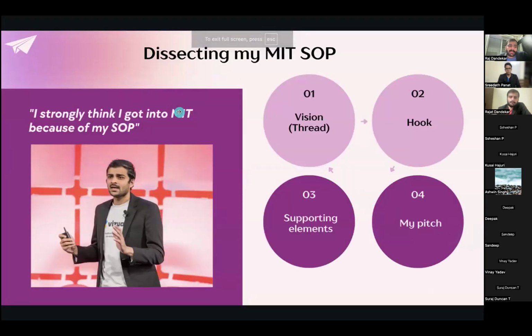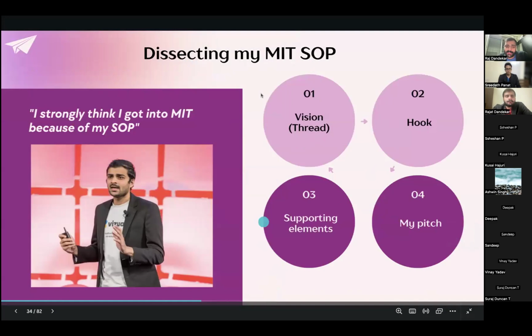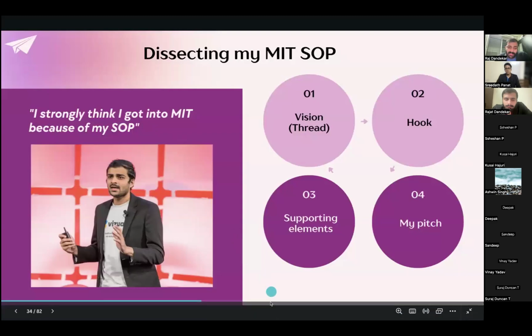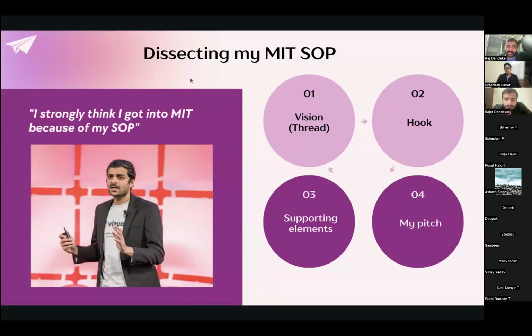Okay, so we covered this part where I dissected my SOP and showed you how the thread, the hook, the supporting elements, and the pitch came together. And as I mentioned earlier, I strongly think that I got into MIT because of my SOP. So I'll mention it again. The SOP is a storytelling document, which is the most important document of your application process.